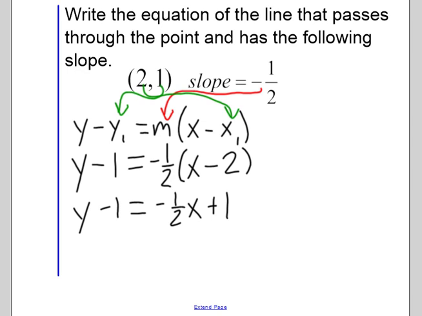Rewrite the y minus 1. And the last thing to do is to get the y by itself for y equals mx plus b. So we're going to have to add the 1 to the other side. My simplified answer is -1/2 x plus 2.